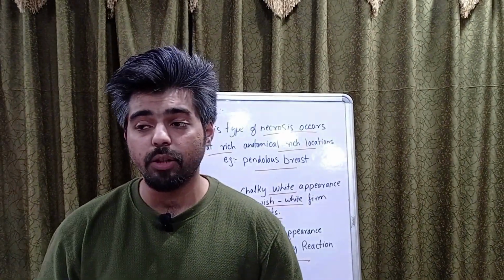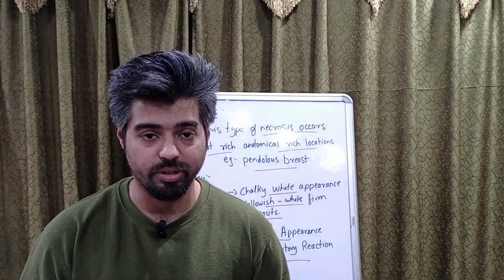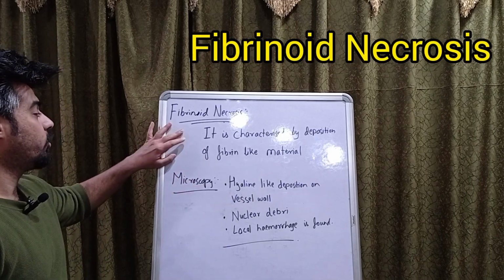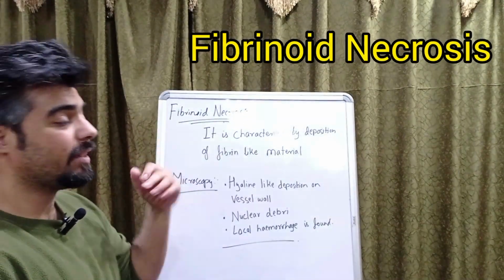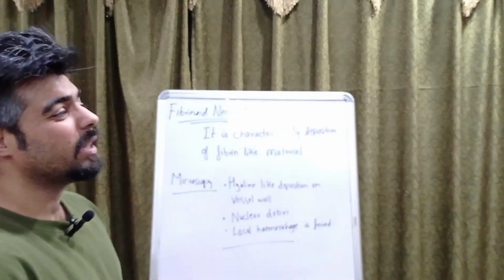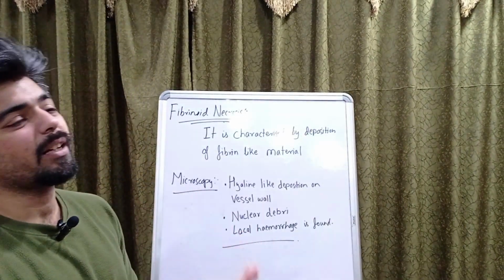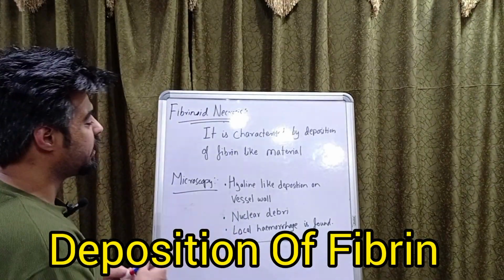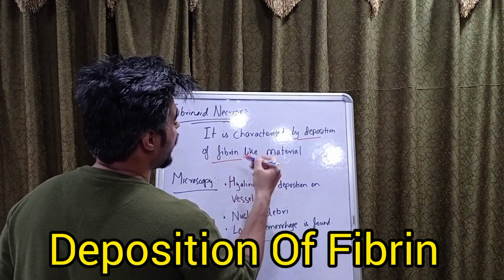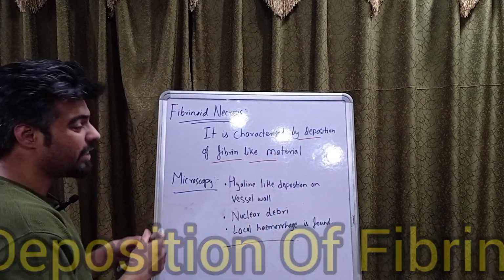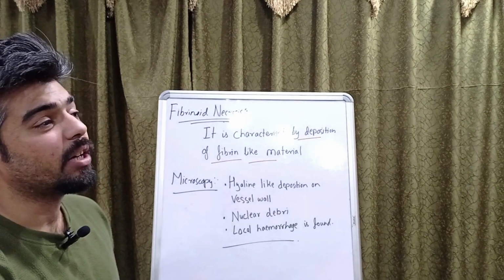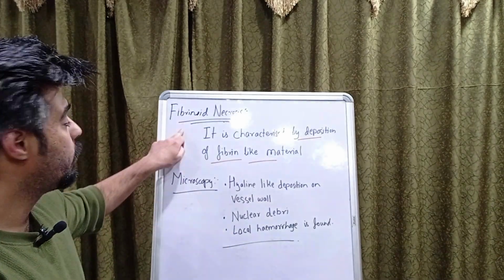Now let's go to the last type of necrosis, and that is fibrinoid necrosis. So, guys, it is very simple and very small. Basically, fibrinoid necrosis is characterized by the deposition of fibrin material or fibrin-like material. As an example, you can see it in many hypersensitivity reactions, for example, in immune complex or Arthus reaction, you will find fibrinoid necrosis.